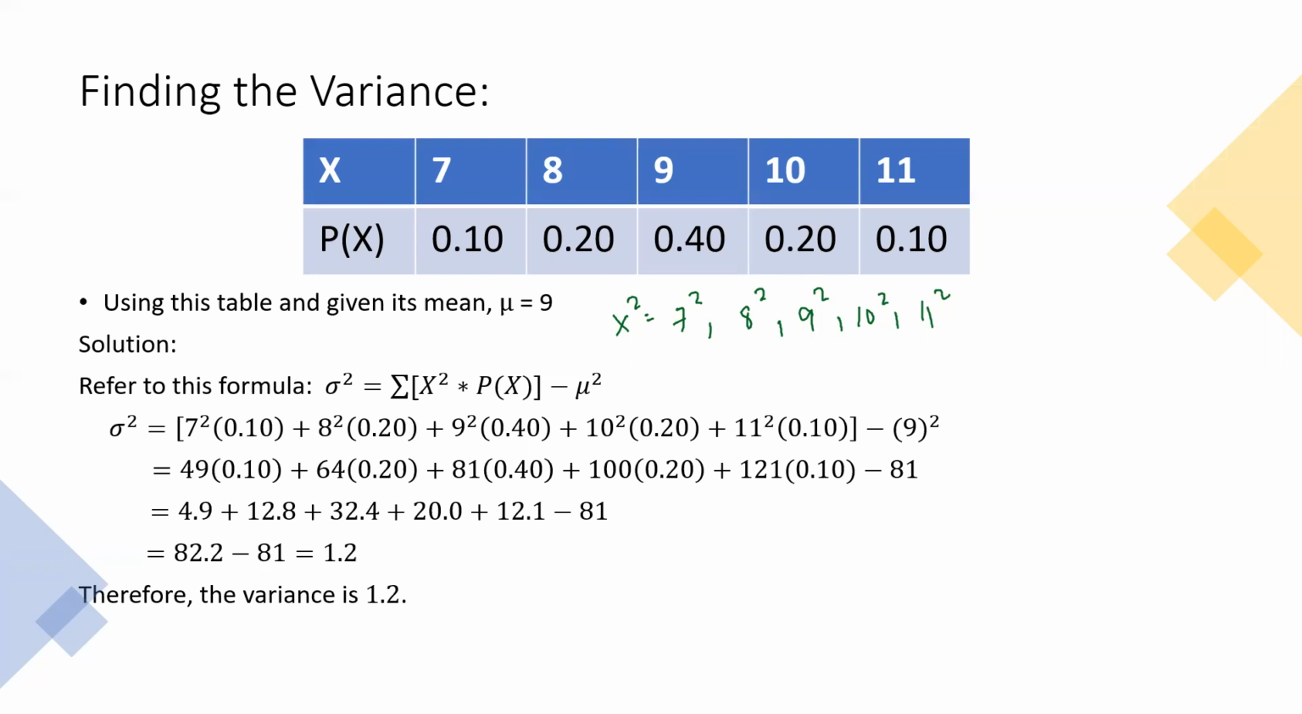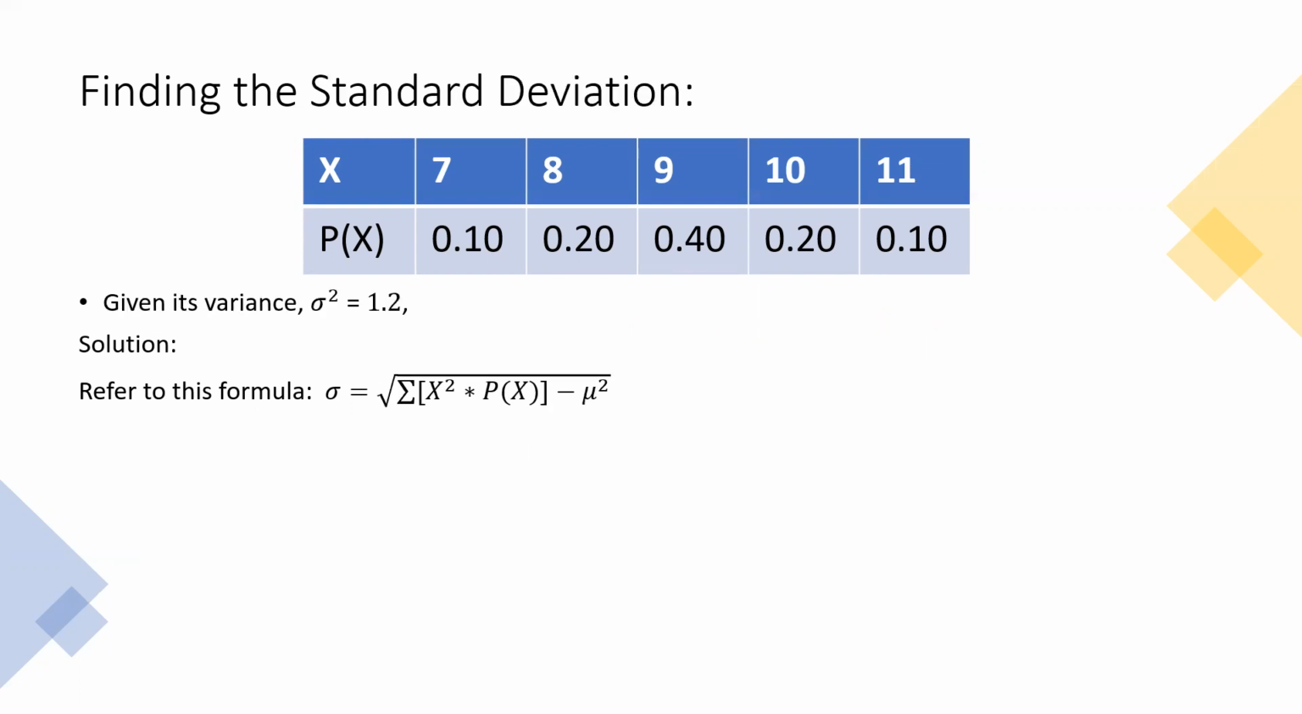This means that the scores, or let's say the values, are not so far apart. So we have the variance, namely 1.2. All we can do is to find the square root of 1.2. The square root of 1.2 will be 1.0954 in terms of its approximation.